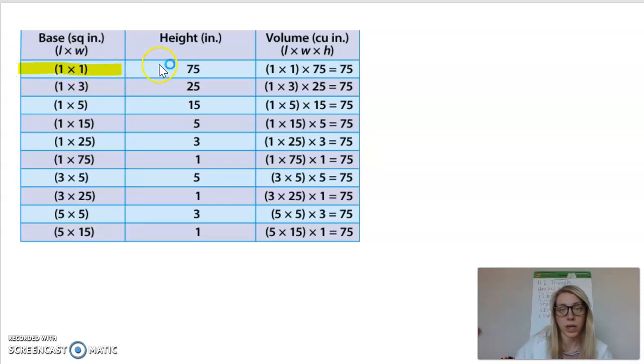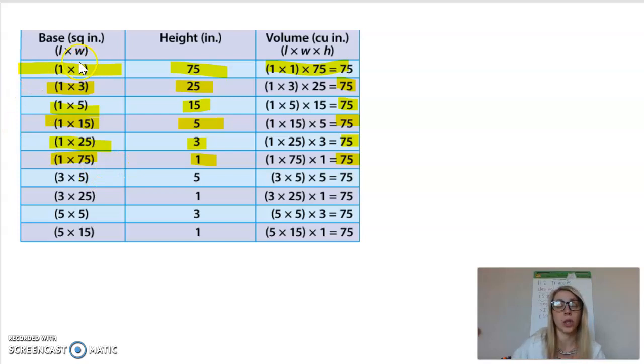So 1 times 1 can be our base, and then our height is going to be 75, and you'll see our equation there. 1 times 3 equals 3, multiplied by 25 is 75. 1 times 5 equals 5. 5 times 15 equals 75. 1 times 15 equals 15. 15 times 5 equals 75. 1 times 25 equals 25. Times 3 equals 75. 1 times 75 equals 75, multiplied by 1 equals 75. So now we're done with our ones.